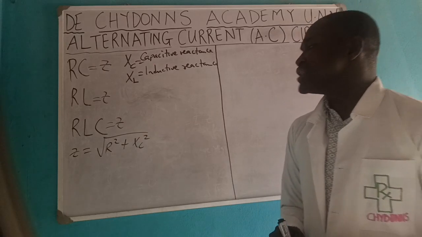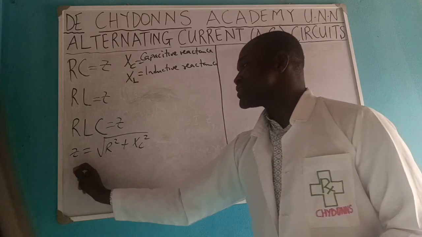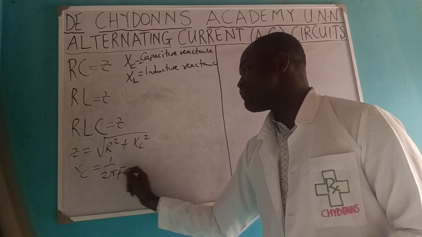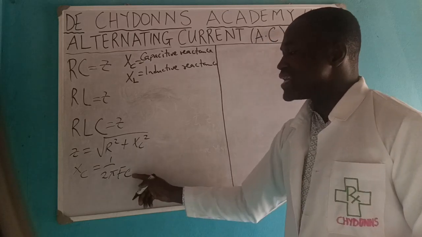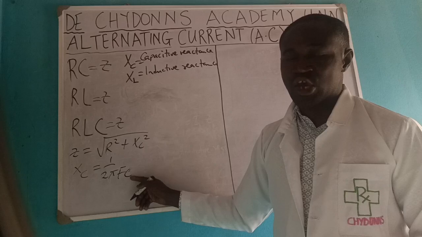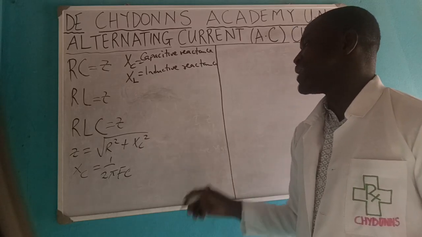Now, it is important for you to note that XC is equal to 1 over 2 pi FC, where this C is called the effective capacitance of the capacitors in the circuit. What do we mean by that?